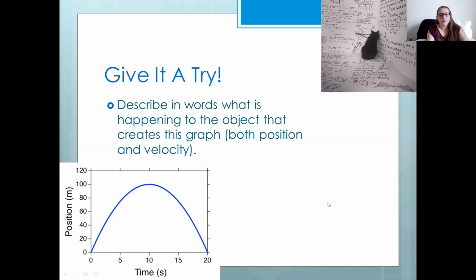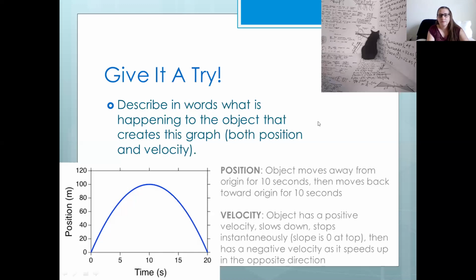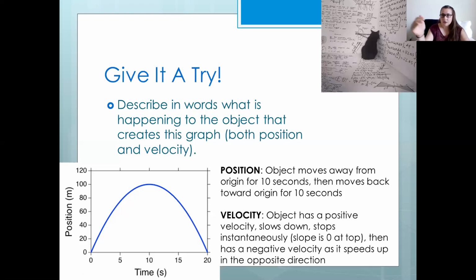Great. So let's go through this together, and you can kind of check yourself, see how you did. So let's think about its position first. Okay, the object moves away from the origin, right? Its position is increasing, it's moving forward, maybe away from the origin for 10 seconds, and then it comes back towards the origin for 10 seconds. That's what its position is doing, is moving forward and back.